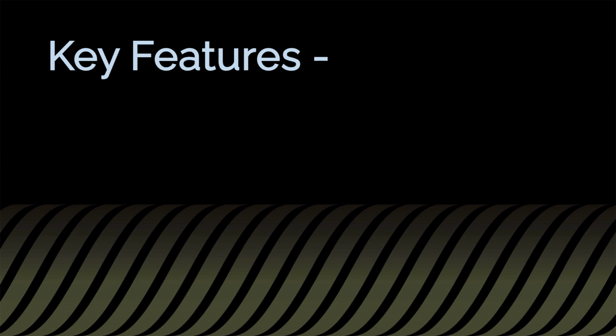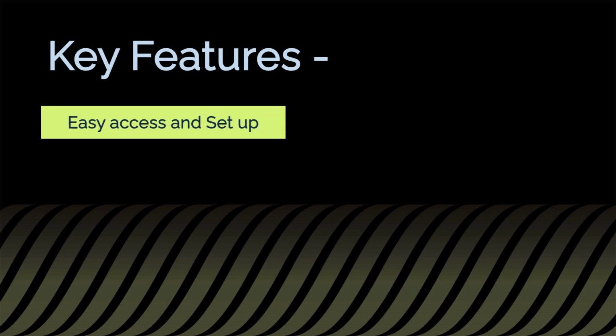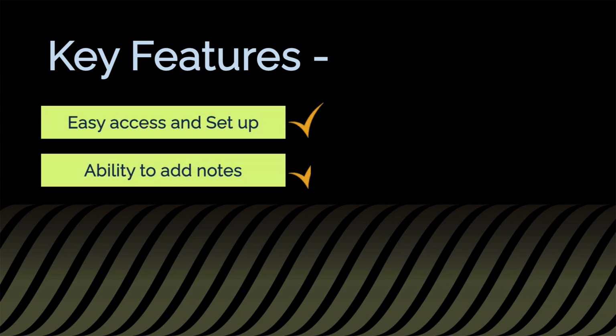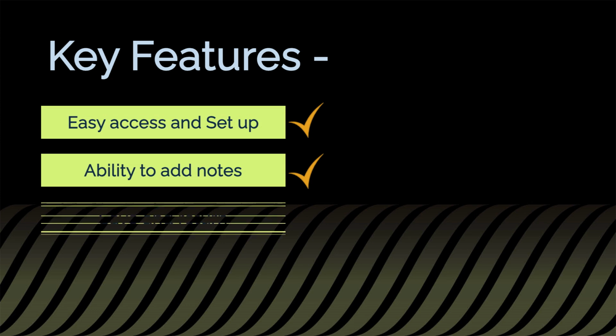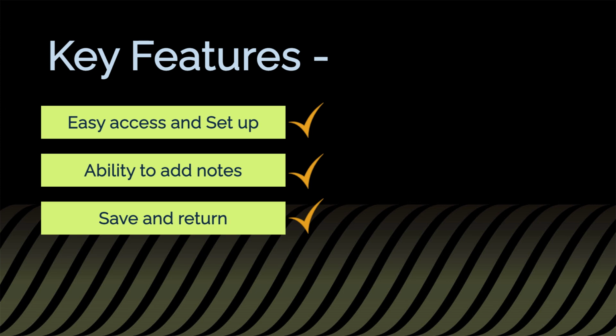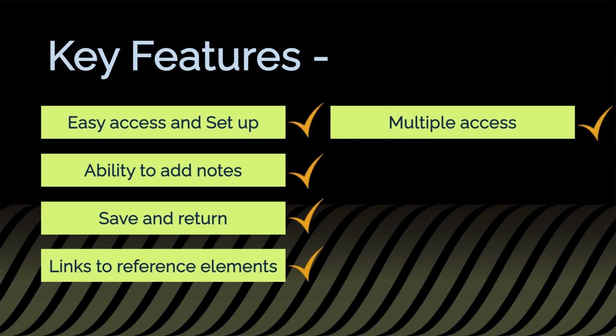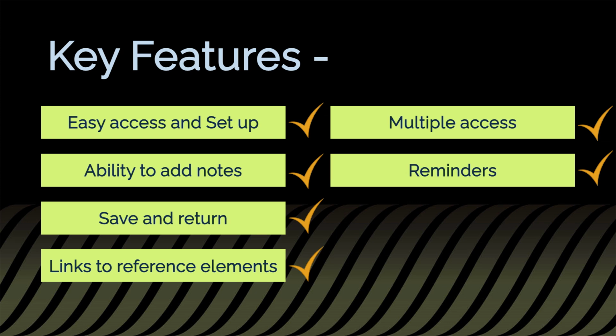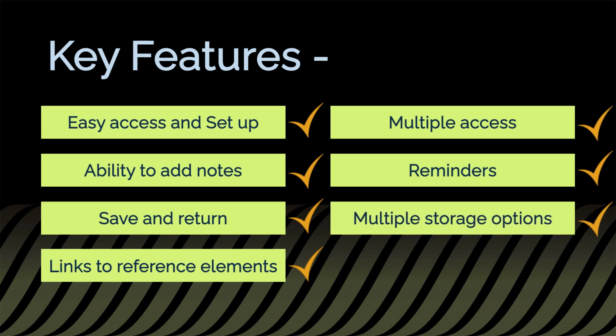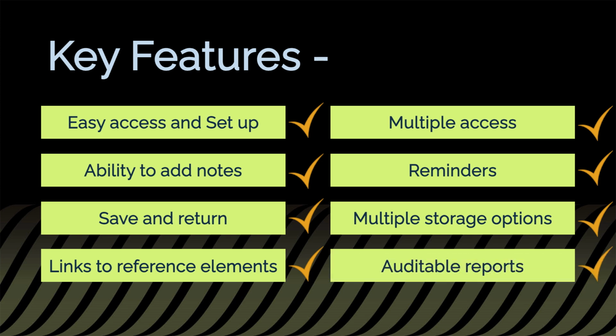Key features of our checklist include easy access and setup, the ability to add notes to each item, the ability to save and return to a checklist later on, links to reference elements, ability to allow multiple access, allowing more than one user to access the same instance of a checklist, the ability to set reminders, whether daily, weekly, monthly or annually, multiple storage options, including storage within Training Progress or offline, the ability to create auditable reports.